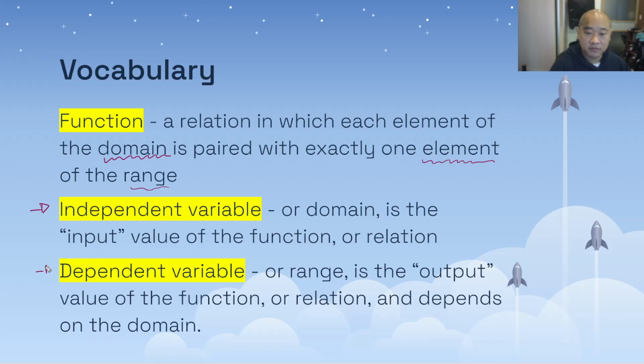And then the dependent variable is the output, what you get out. So for example, if we have y equals 2x plus 1, then the x is the input. If x equals 1, you put 1 in here, then this would be y equals 2 times 1 plus 1, which is 3. And you get an output, y.